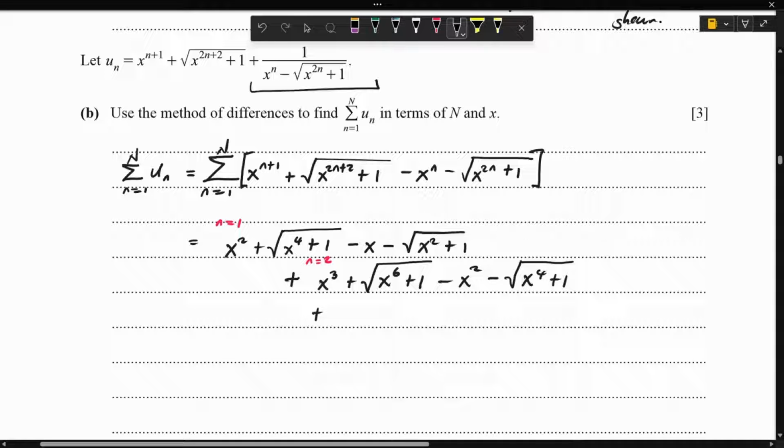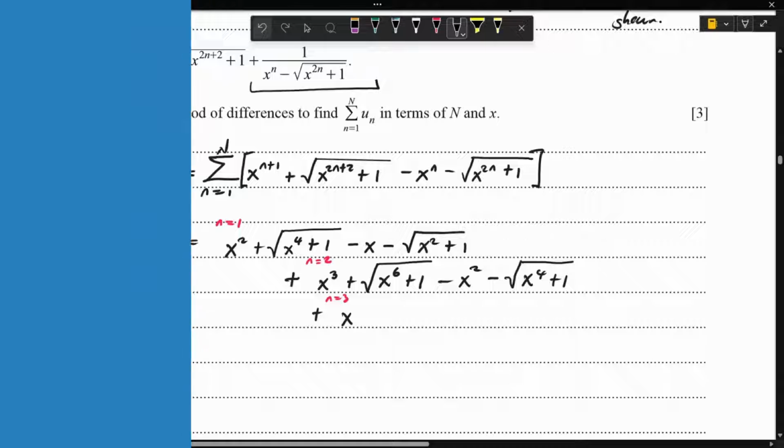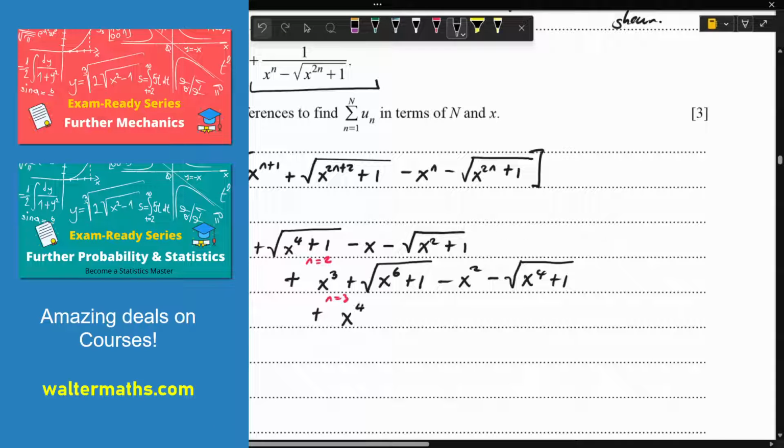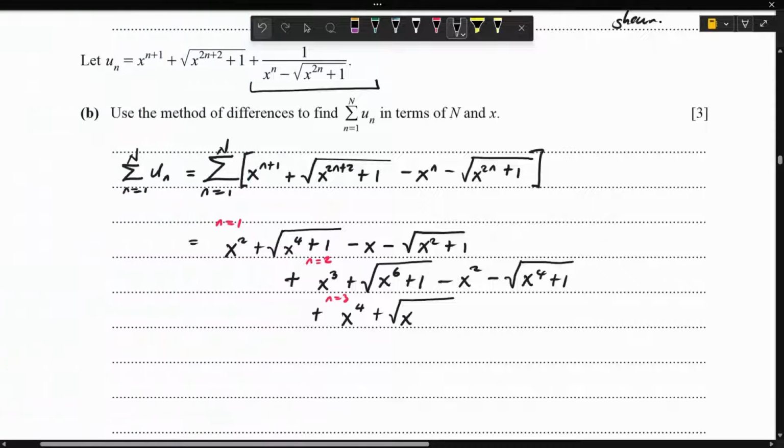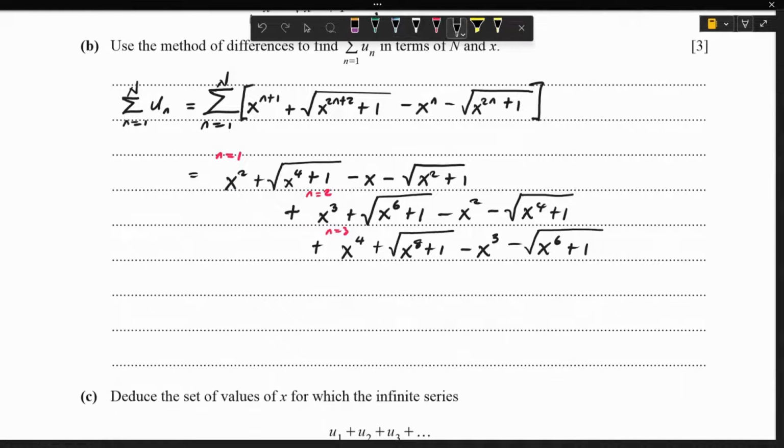We are going to do it again for when n is equal to 3, and substituting 3 for n into this whole thing, we get x to the power of 4 plus the square root of x to the power of 8 plus 1, minus x to the power of 3, minus the square root of x to the power of 6 plus 1. So this is what we have in here. This is going to go on and on until we reach the very last term.